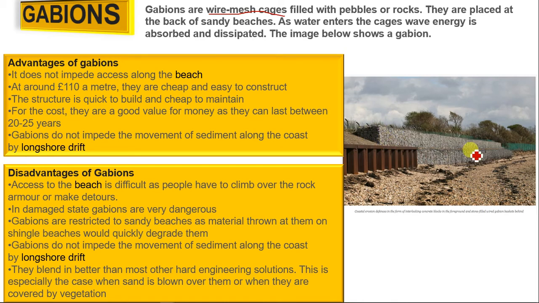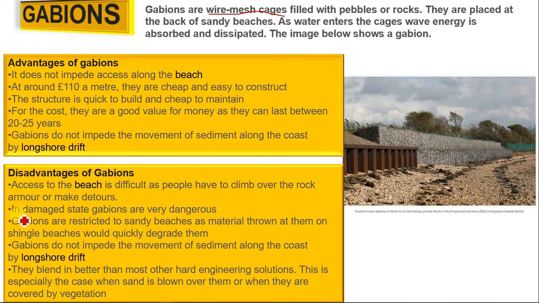So this diagram shows a gabion. Now, advantage: it does not impede access along the beach, at around 110 pounds a meter. They are cheap and easy to construct, and the structure is quick to build and cheap to maintain. For the cost, they are good value for money as they can last between 20 to 25 years.